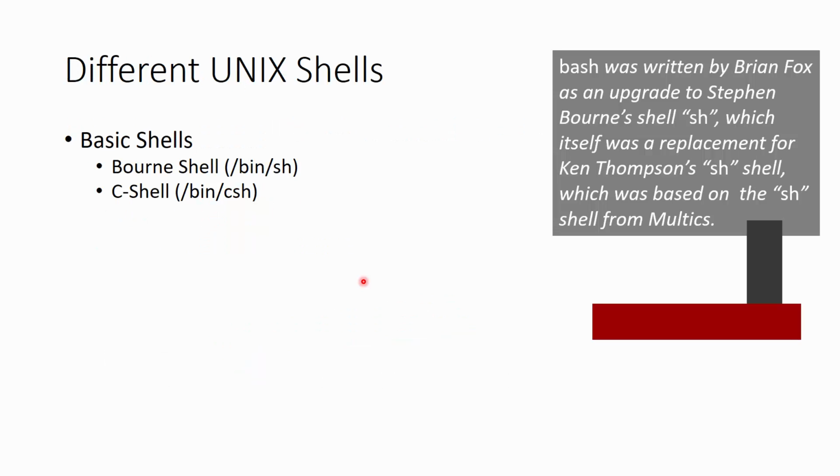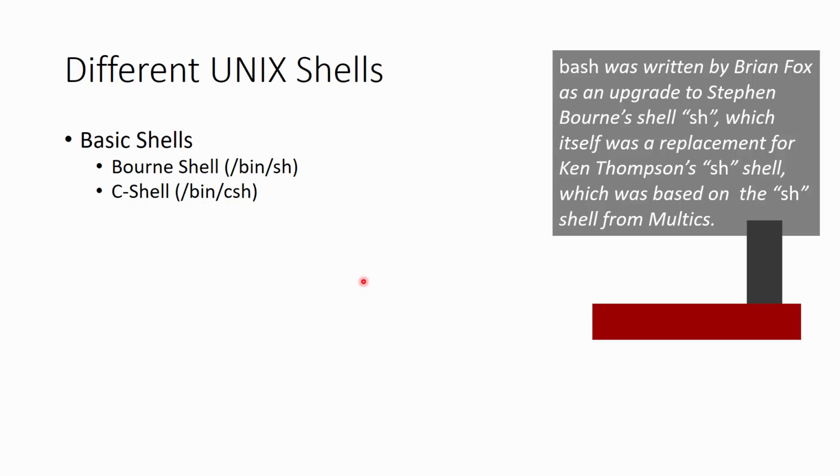So, different Unix shells that are out there. The original one would be the Bourne shell, and the Bourne shell was written by Stephen Bourne, and it was just called sh. And that itself was a replacement for Ken Thompson's original sh shell, which was based on the shell from the Multics project, from the failed Multics project. So the one that we use in this course is Bash, which is an upgrade to the Bourne shell.